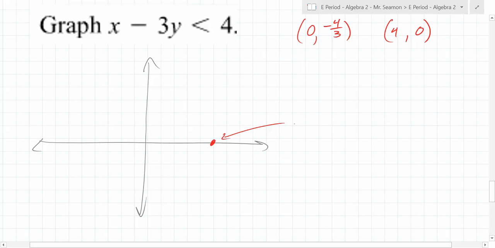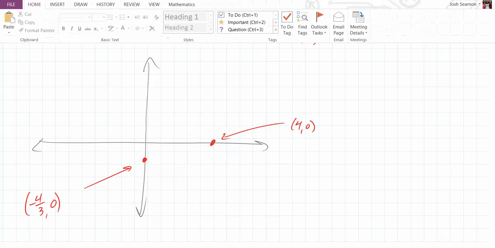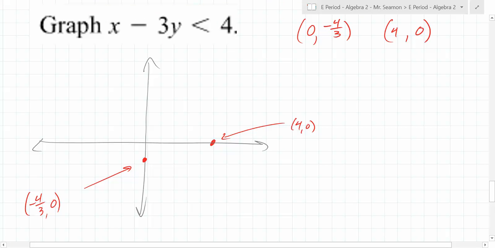Okay, kids, if that's (4, 0), where's the next point going to be? It's going to be on the x-axis or the y-axis? So it's right about there, it doesn't have to be exact: (-4/3, 0). And what do you do with those 2 points? Connect them. Is it going to be dotted or solid? Dotted, because there's no equal sign. So I'm going to make this a dotted line.